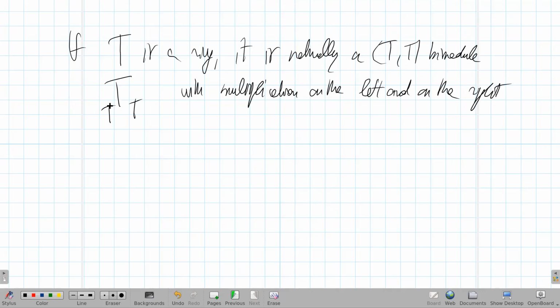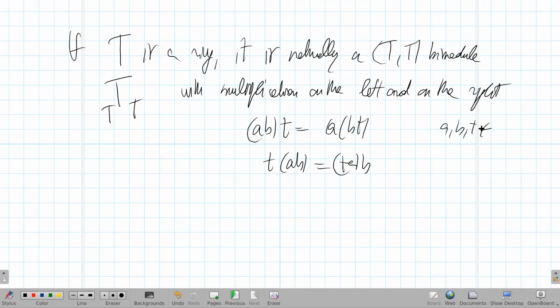If you multiply on the left by an element of itself, this will be a left module, because if you do something like this, of course, B acts first. Whereas if you multiply on the right, it's A that acts first. A, B, T are all elements of T, except that when I write T, I mean an element of the module, say, and these are the two rings.